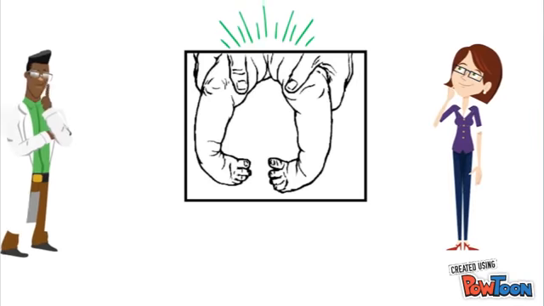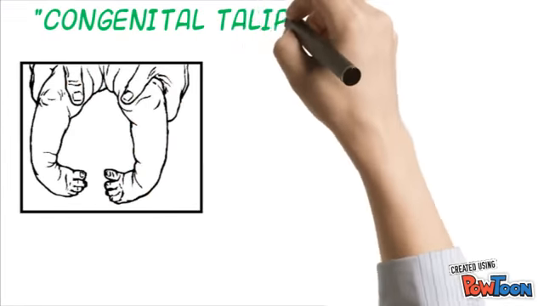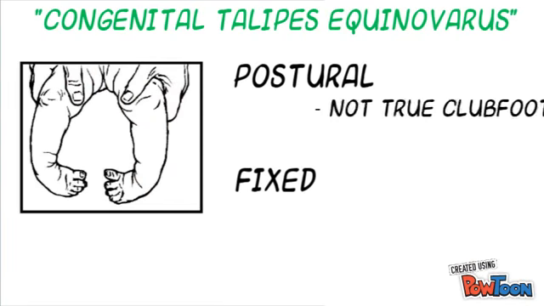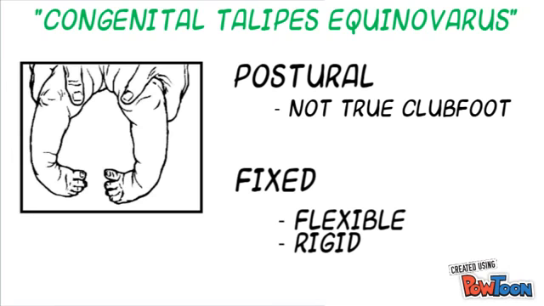In this video, you will learn about the congenital limb deformity commonly known as clubfoot. A clubfoot deformity, otherwise known as Talipes equinovarus, can either be postural or fixed. Postural clubfoot is due to positioning of the fetus in the womb. Fixed clubfoot can be flexible or rigid. We will be focusing on fixed congenital clubfoot.